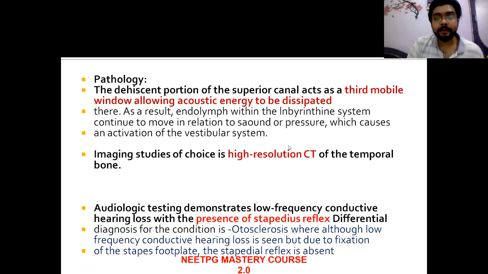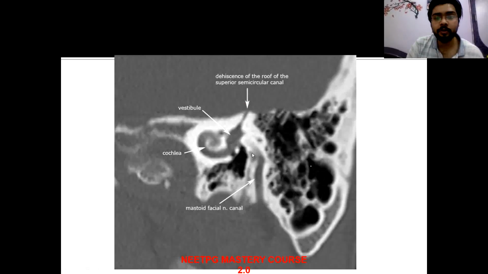And how do we diagnose superior semicircular canal dehiscence? Definitely we will need imaging. HRCT, that is high resolution CT scan of the temporal bone, is an important imaging modality to diagnose superior semicircular canal dehiscence, and I will show you how it looks.